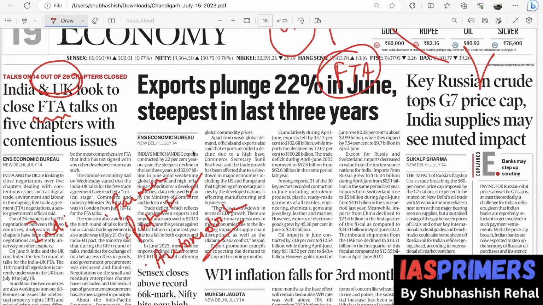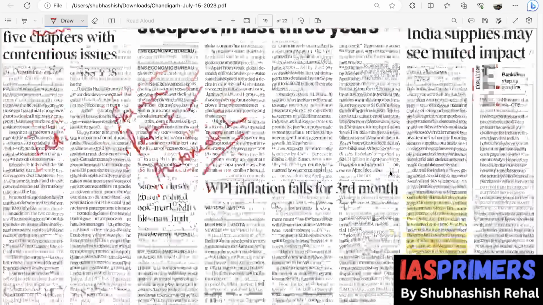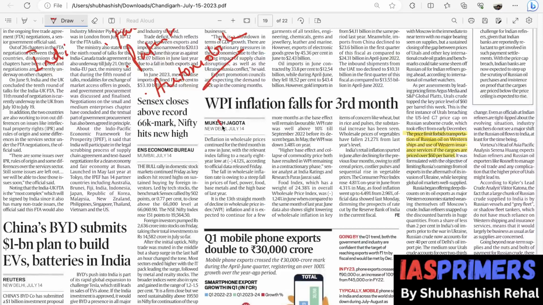Next, we come to exports plunge 22% in June, steepest in last 3 years. Right? So exports have fallen down. That's the main thing. WPI inflation falls for the third month. Previously we heard about the CPI inflation. Now we're talking about the WPI inflation, which has fallen for the third month. It is at 3.48%. WPI inflation only comprises goods. It is the inflation at the wholesale level. Normally, inflation at the WPI level eventually translates into the CPI. It is transferred onto the consumer.